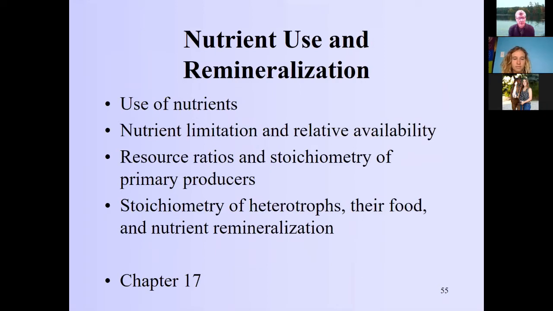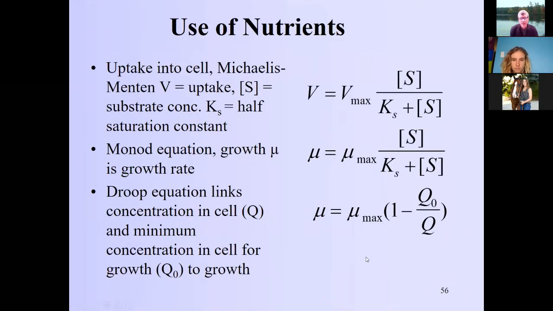This chapter will talk about nutrients a little bit differently, how they're used and taken up, and then we're going to talk about stoichiometry for about half the chapter, so the relative rates of use of nutrients. And there's three ways you can think about nutrients getting into cells. And don't panic, these equations are fairly straightforward.